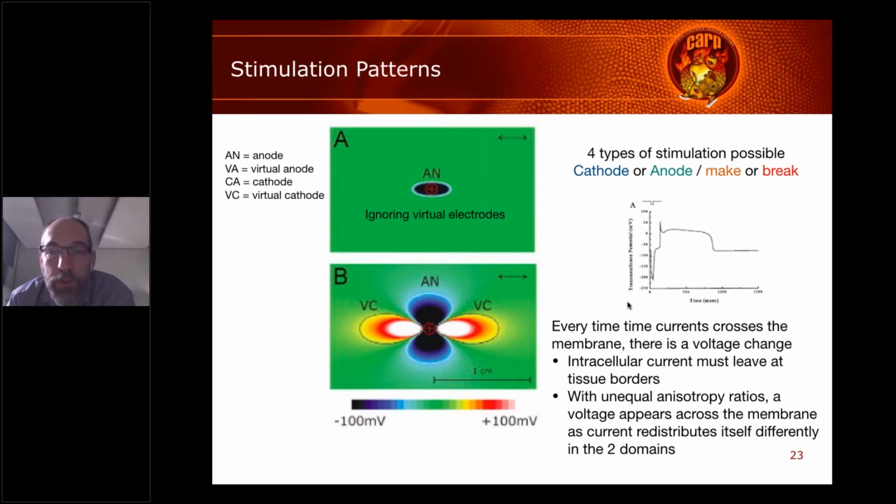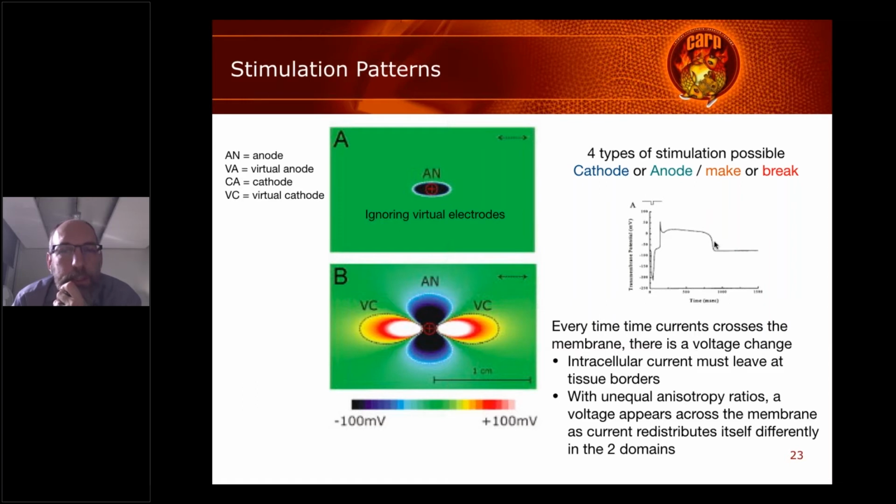This dog bone actually occurs because of the unequal anisotropy tissue ratios, meaning that as the current spreads out in the intra and extracellular directions, the ratio of the transverse to the longitudinal conductivity is different. So as the current spreads out, you start to get this voltage difference that magnifies, and it results in what they call the virtual electrodes. So again, you need unequal anisotropy ratios to get that.